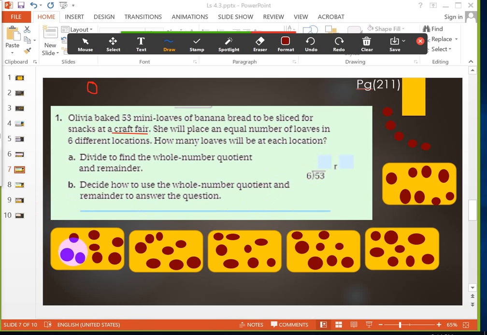So the quotient is the number of loaves in each location. If you count those, you will find that you have 8. That means it will be 8, as Lana said, and R what? R 1, 2, 3, 4, 5. R 5. That means this is the quotient.